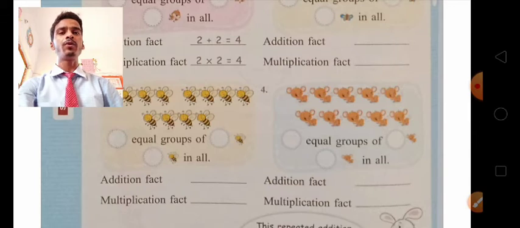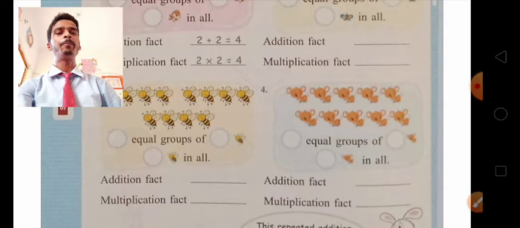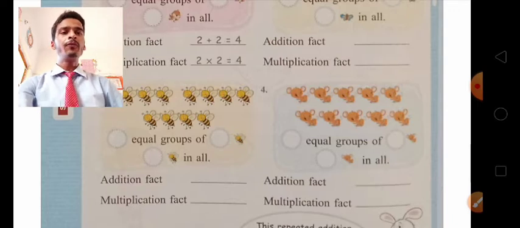So 4 plus 4 plus 4 will be 12. And the multiplication fact will be 3 multiply 4. Why? What is 3 and 4? Because there are 3 equal groups. And what is 4? 4 is the number of bees in each group. Okay? In fourth, and multiplication fact will be 3 multiply 4 equal 12.